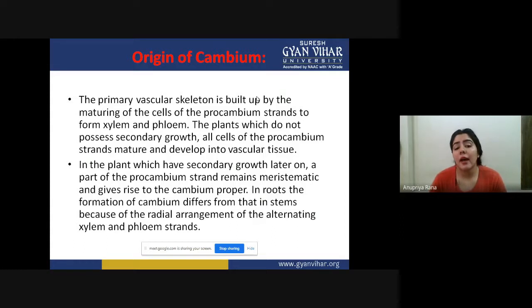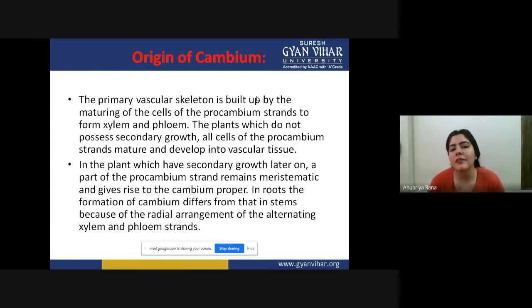But if the plant is a dicotyledon, or needs to show secondary growth, under what condition would they need to make the cambium cells inside them? So these cambium cells basically originate from the procambium cells only. So in the plant which has secondary growth later on, a part of the procambium strand remains meristematic and gives rise to cambium proper. So if we have a plant which is going to show secondary growth, in that condition these procambium strands remain meristematic.